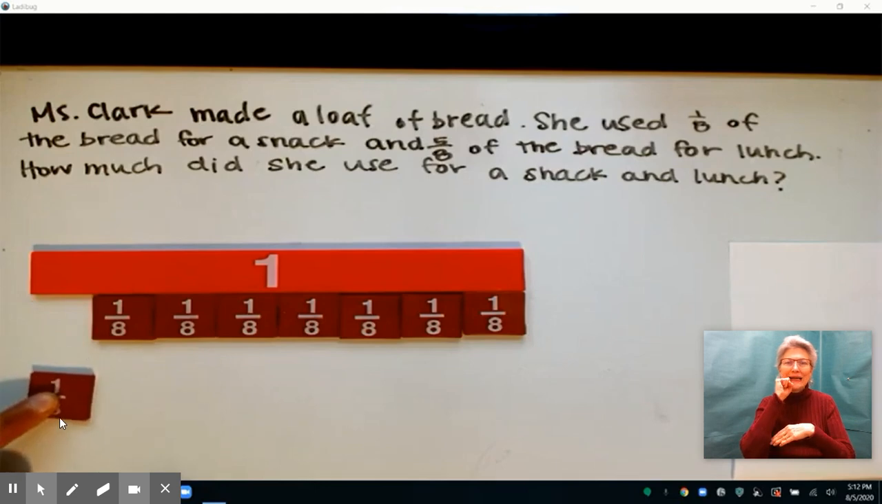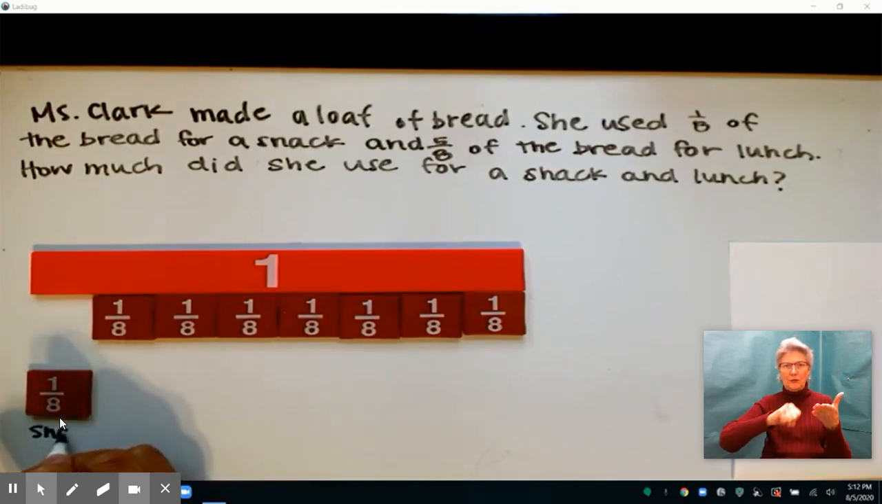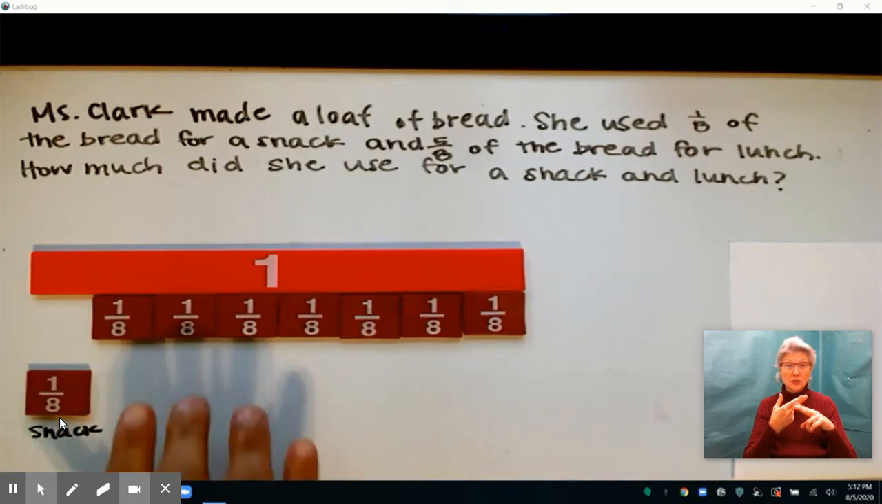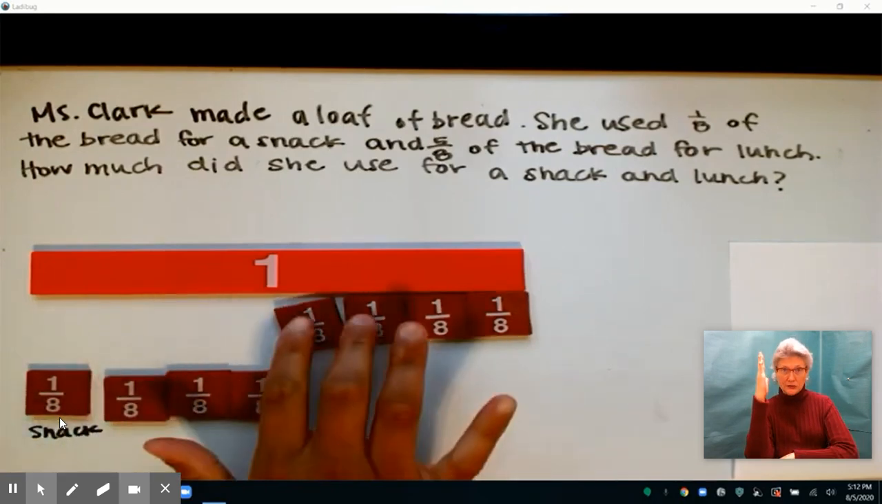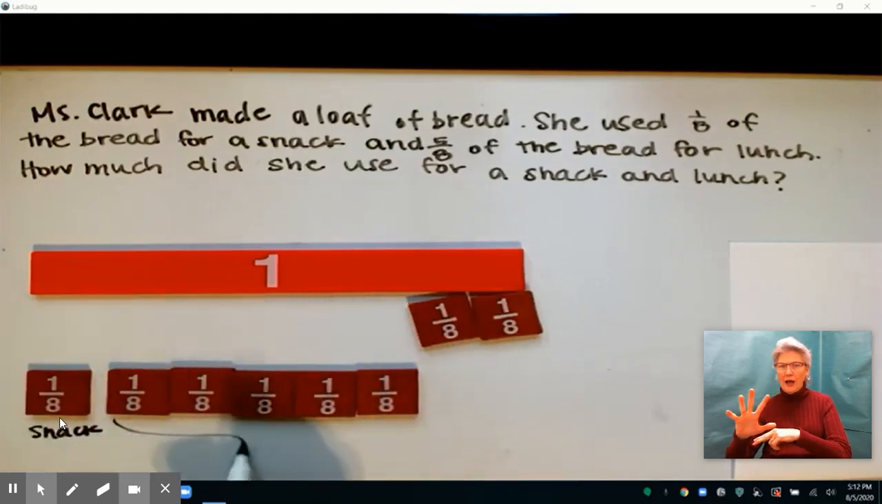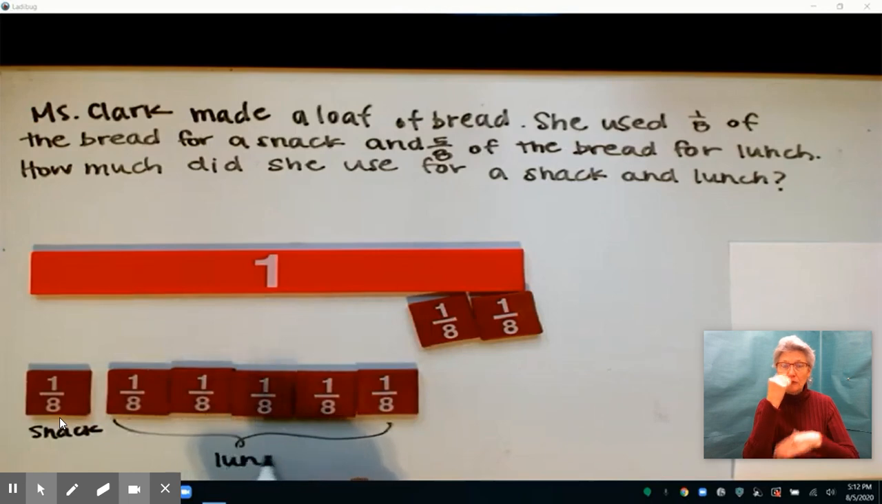So I'm going to take that 1/8, and I know that was for her snack. Then she used 5/8 of the bread for lunch. So I'm going to grab 5/8 here. 1, 2, 3, 4, 5. And that represents what she used for lunch.